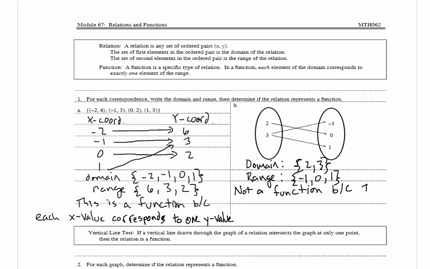because the element 3 in the domain maps to two values in the range.